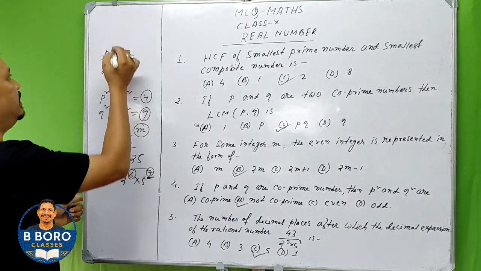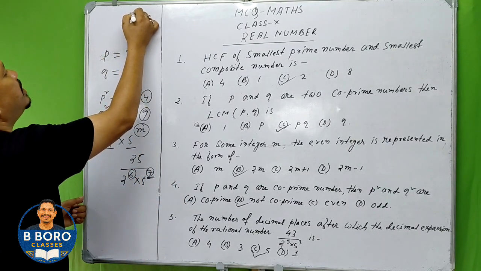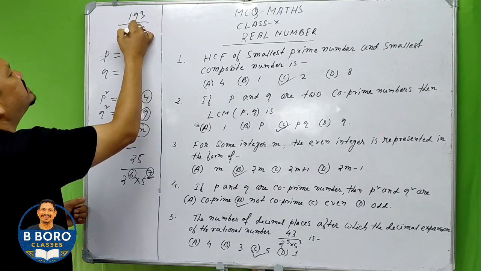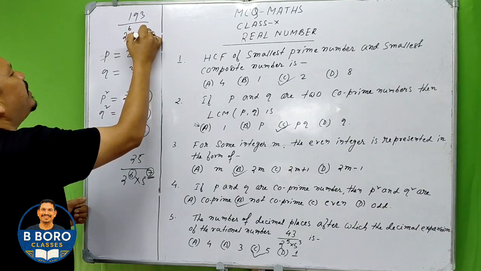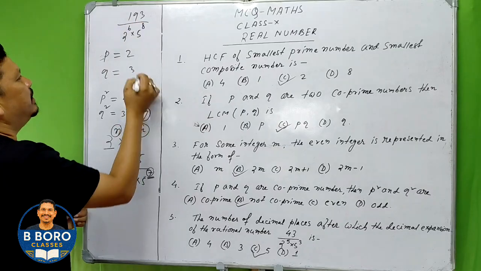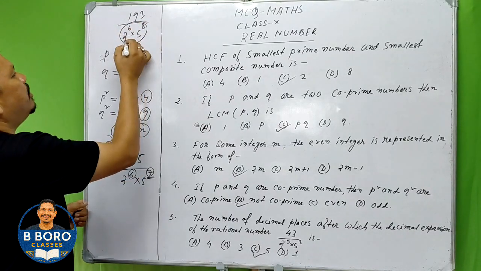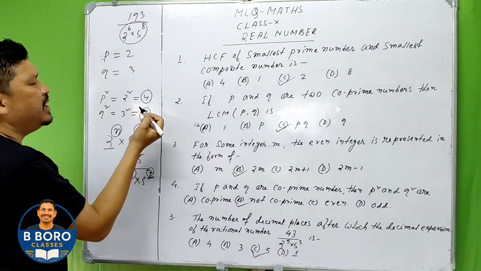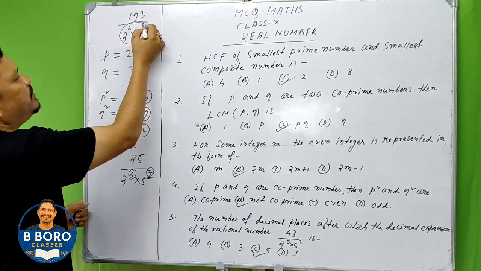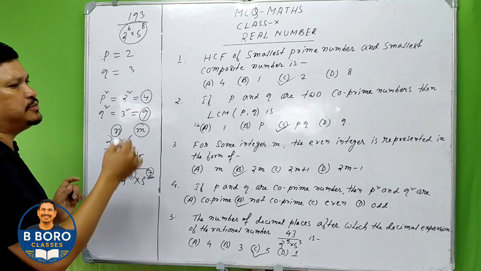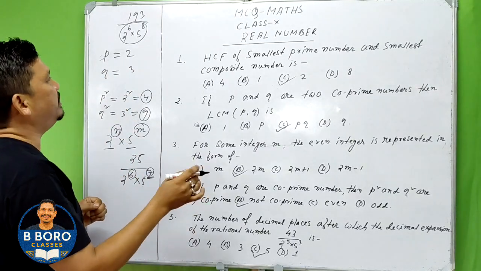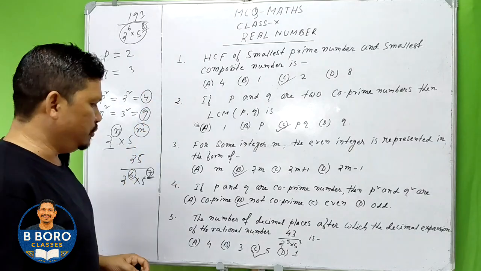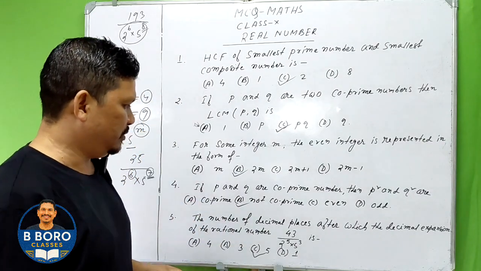Similarly, let us consider 193 divided by 2 to the power 6 into 5 to the power 8. It is a terminating decimal because the denominator is in the form of 2 to the power m into 5 to the power n. Here the highest power of 5 is 8. So the decimal expansion of the given rational number terminates; that means after the decimal there are 8 digits. In this way we can solve different types of questions.